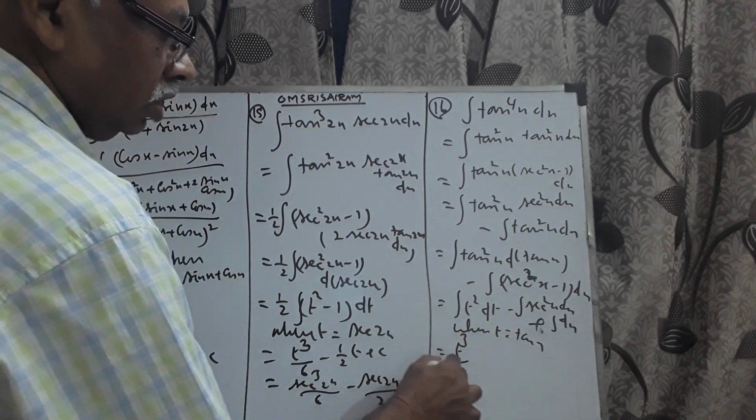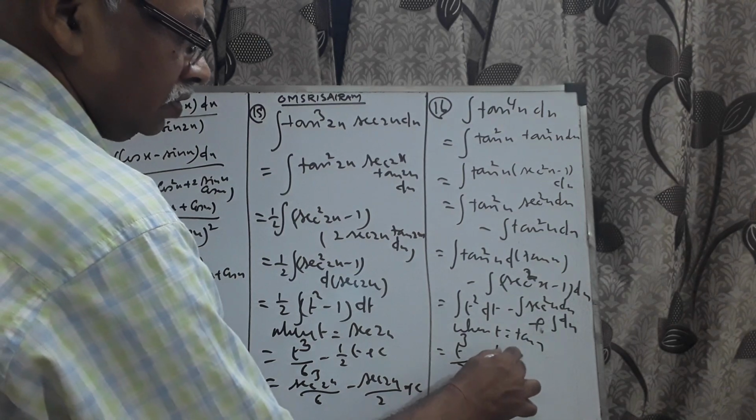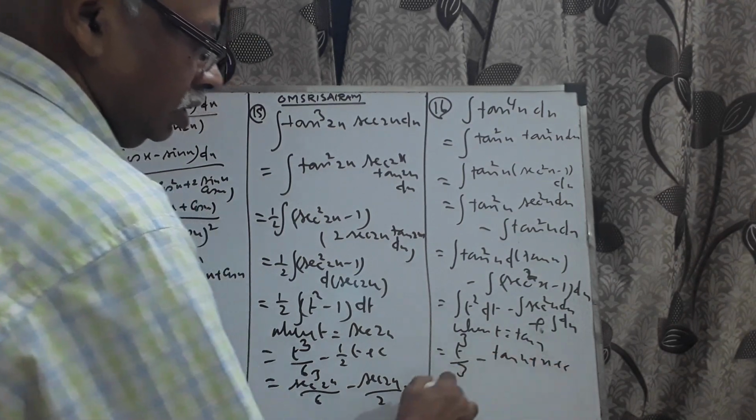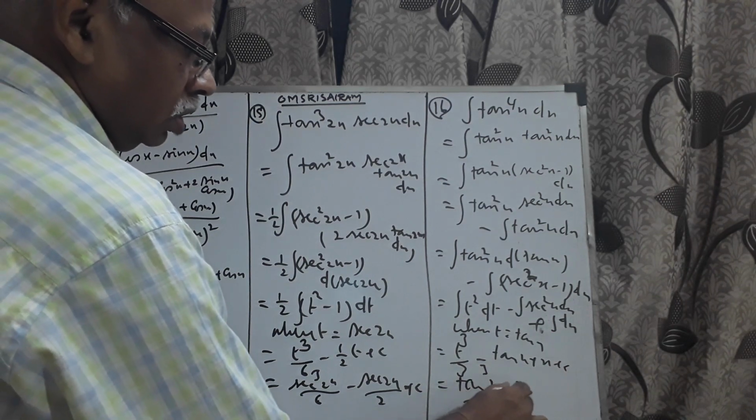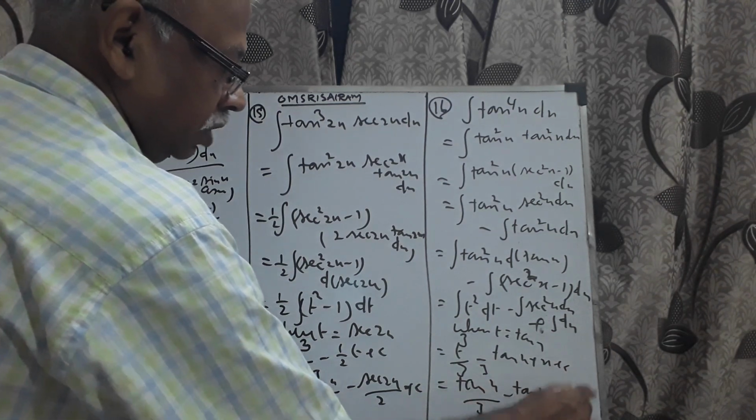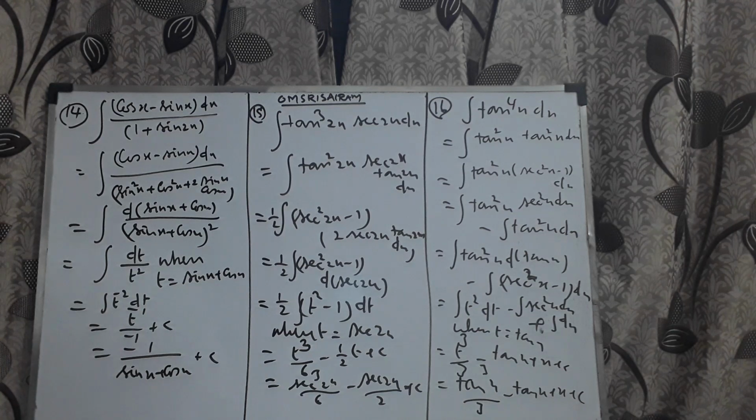Therefore this becomes t cube by 3 minus tan x plus x plus c, which is anyway tan cube x by 3 minus tan x plus x plus c. That is the final answer. Let me just check the answer again.